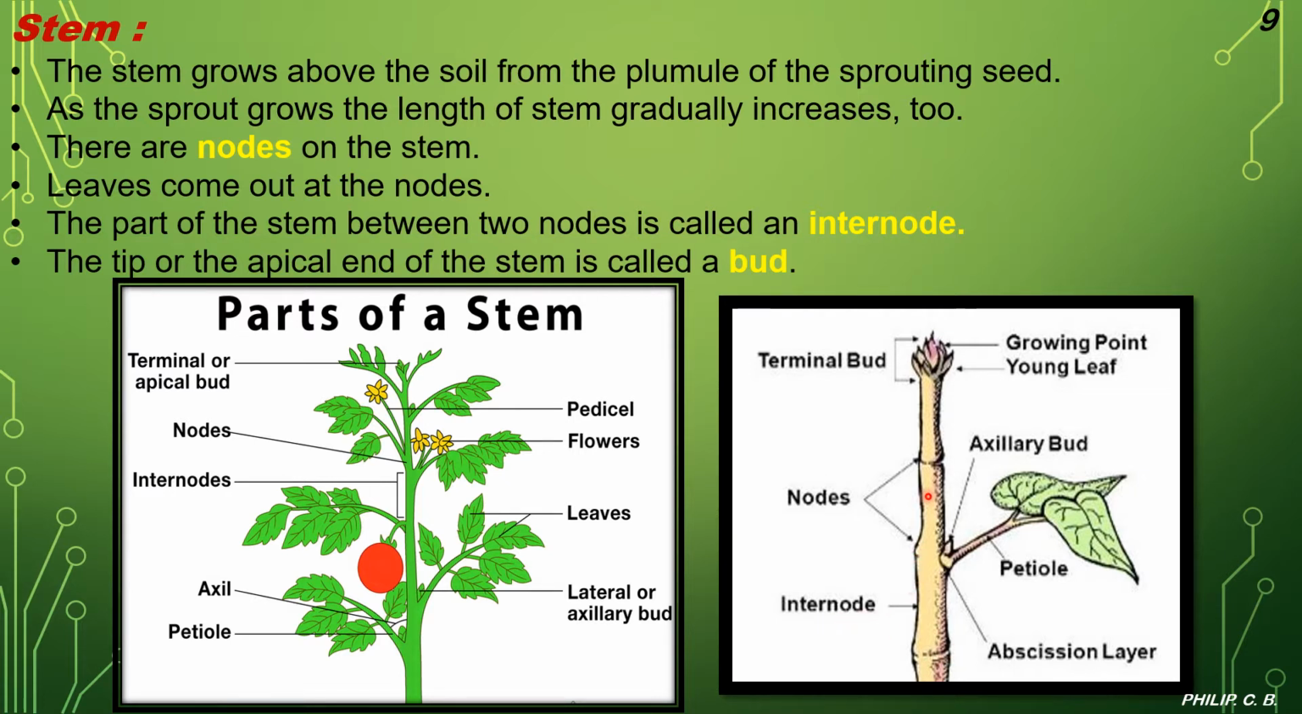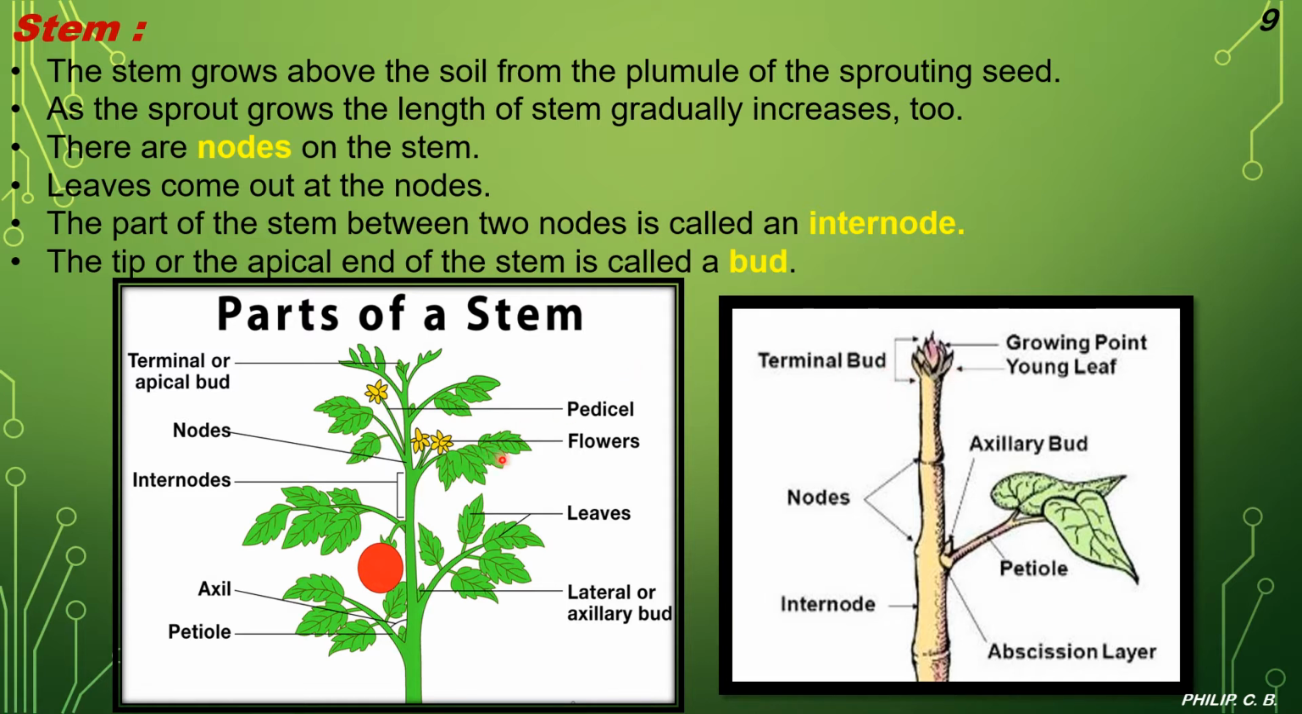As I told, the two nodes, the ring like part, if you see in sugar cane or maize, there you can see the ring like part. Between the two rings is the internode. Here the abscission layer, petiole, this stalk part, a small stem part, the axillary bud over here, growing between the joint of this petiole and the stem, the growing point of young leaf and the terminal bud.